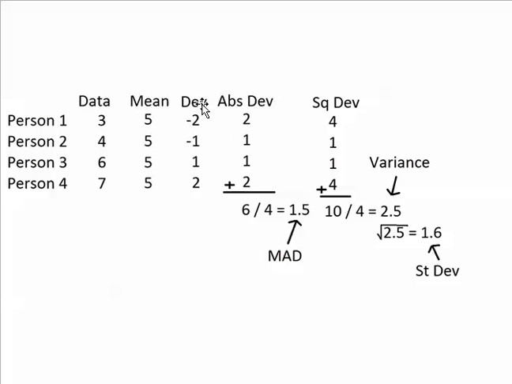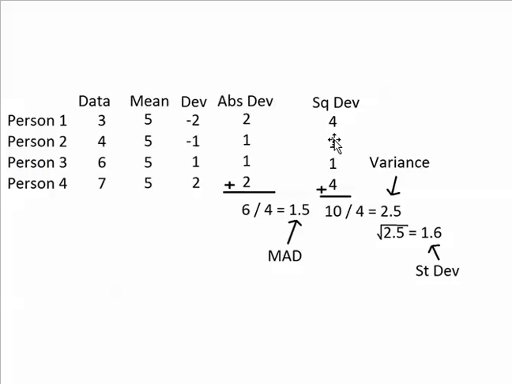If we multiply each deviation by itself, then we get a column of squared deviations. So negative 2 times negative 2 is 4. Negative 1 times negative 1 is 1. 1 times 1 is 1. And 2 times 2 is 4. So we've just squared each deviation. In other words, we've multiplied each deviation by itself, and we've calculated this new column of squared deviations.